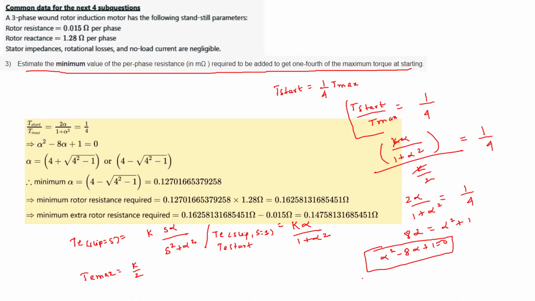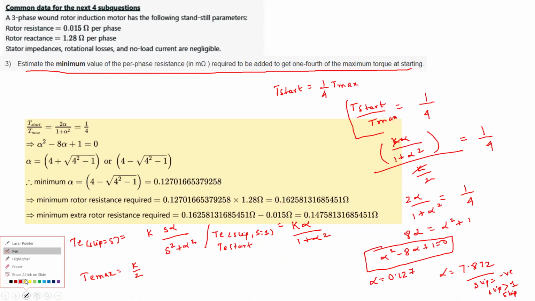So one value of alpha is 0.127, and the other value of alpha is coming such an absurd value, 7.872. This is a very absurd value, right? The slip cannot be such a high number, higher than 1. First of all, your slip should not be negative. Your slip should not be higher than 1. So let me write these things so that you will know which value to avoid.